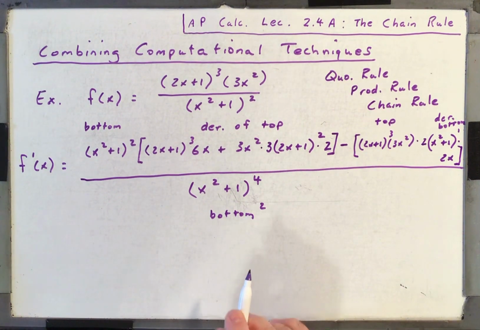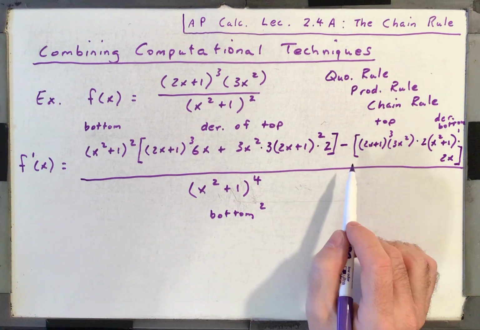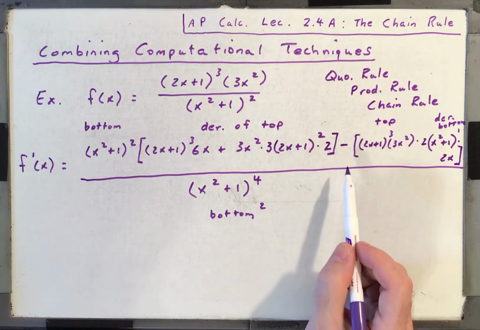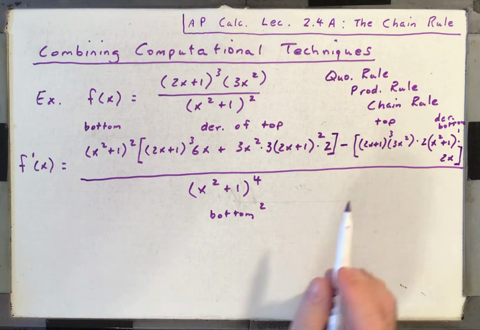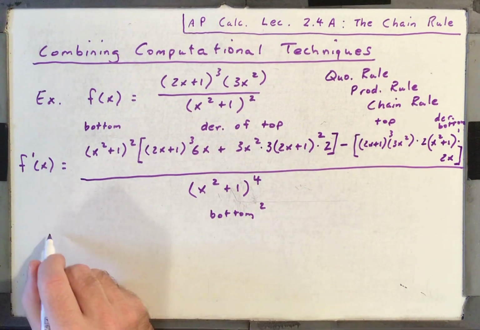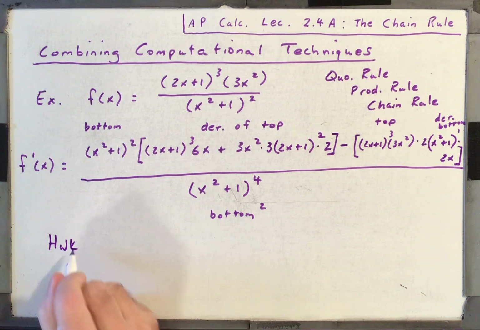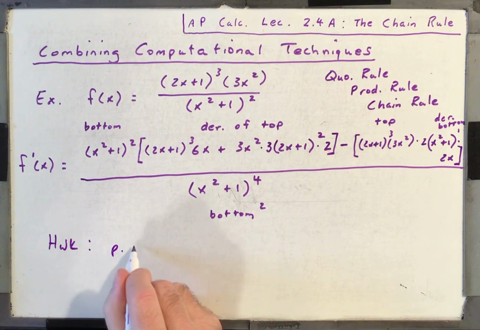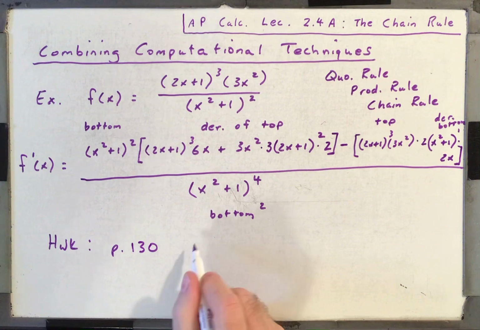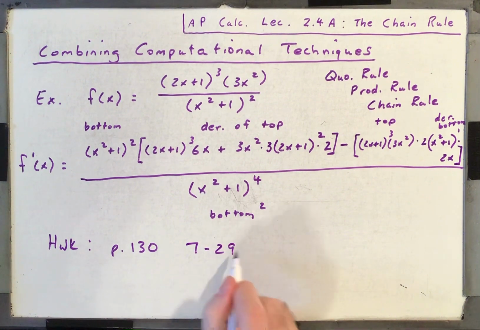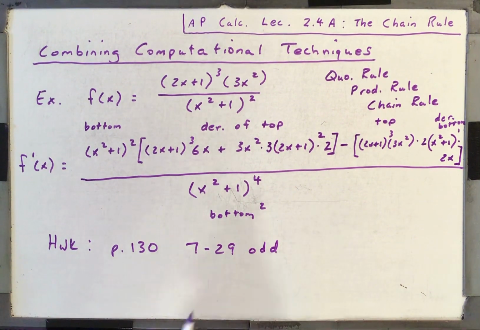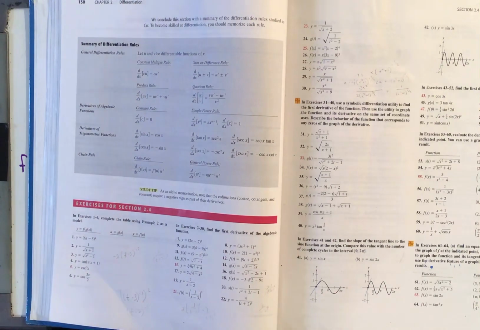Okay, so first of all, there's none on your homework this hard. I just wanted to give you one that was just a real nasty one so that you would think the homework was easy. But the homework is page 130, 7 through 29 odd. And I'm going to look over these real quick to see if there's anything super out of the ordinary here.